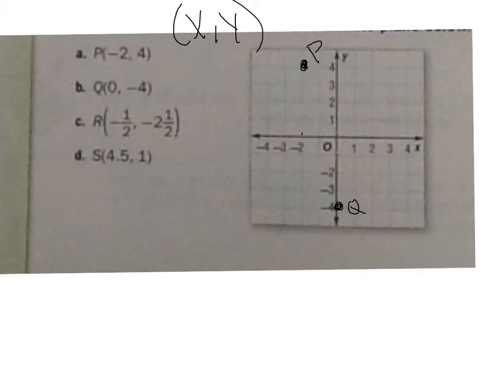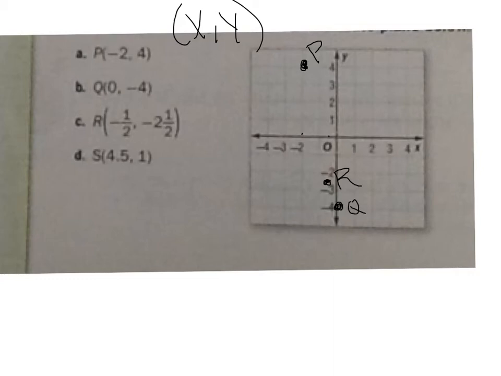R is at -½ which is roughly between 0 and -1. And then it's down 2½. So it's going to be down 2½. So roughly my R is going to be right there.